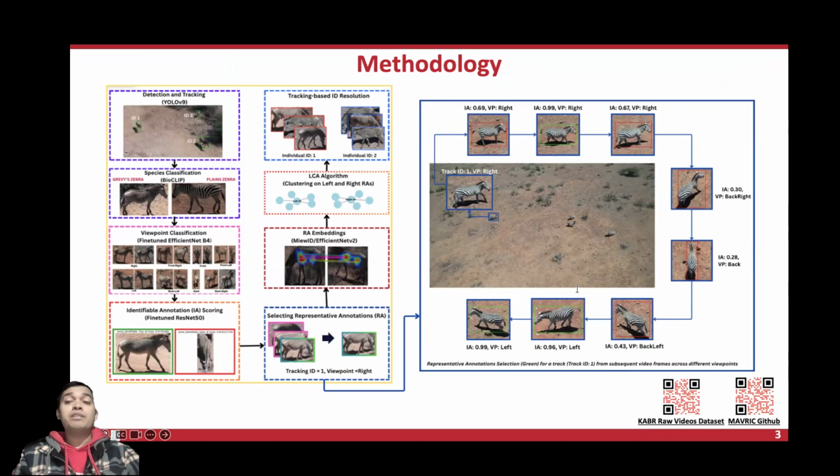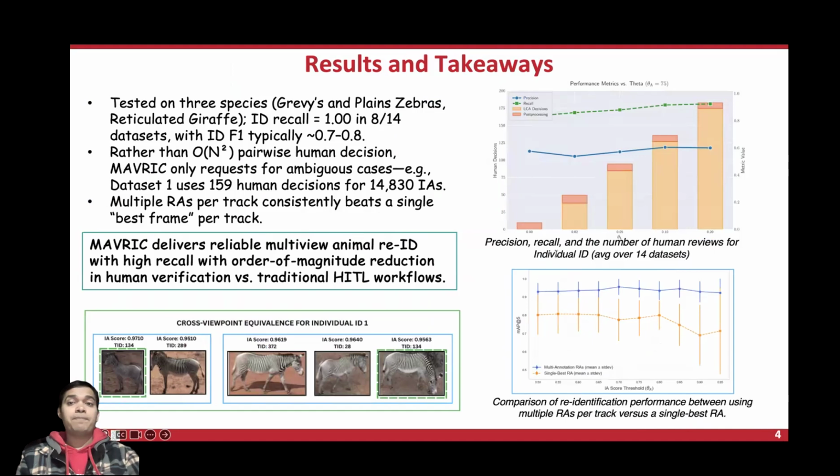Then we pick representative annotations, meaning one or a few high quality views per track, per viewpoint, and then we compute embeddings using MiewID. These embeddings are clustered using the LCA algorithm, which explicitly looks for inconsistencies, and if confidence is low, it asks a human for verification. Finally, post-processing enforces intra- and inter-track consistency and links across viewpoints to produce final IDs.